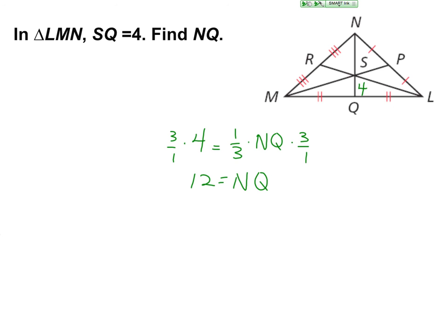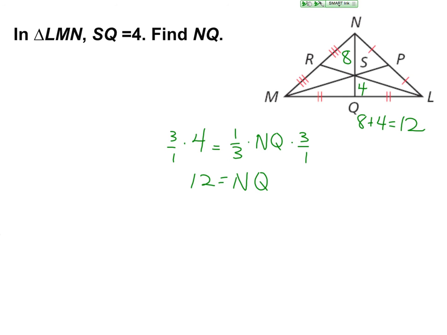Or if the short part is 4, the longer part is twice as much. 2 times 4 is 8. And then adding together 8 and 4, 12 is the whole thing. So there's a couple ways to do that.